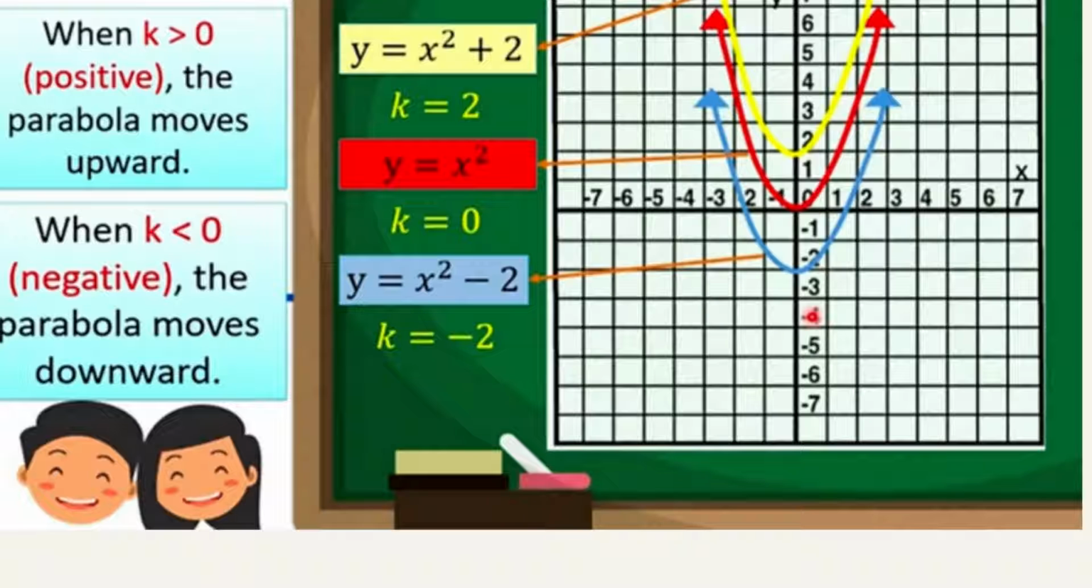Again, using the guide function y equals x squared, when the constant k is greater than 0 or positive, the parabola moves upward, just like in the example, y equals x squared plus 2. When k is less than 0 or negative, the parabola moves downward, just like in the example, y equals x squared minus 2.